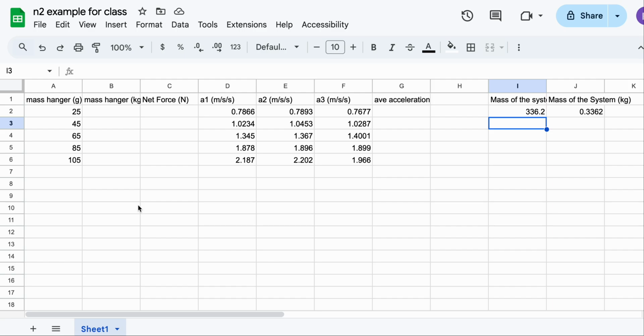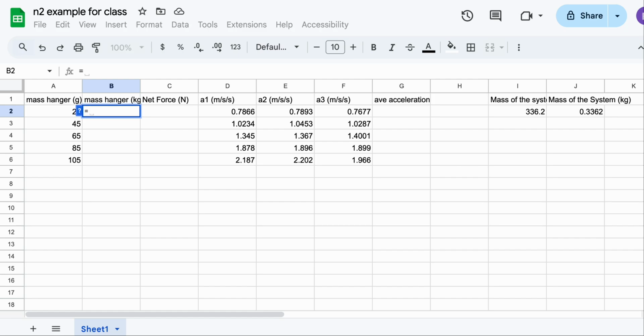Part 2 of our force, mass, and acceleration lab. We added masses to the hanger, which increased the net force and measured the corresponding acceleration. Once you put the mass of the hangers and your accelerations 1, 2, and 3 in the spreadsheet, there are some ways we can get the computer to calculate some things for us.